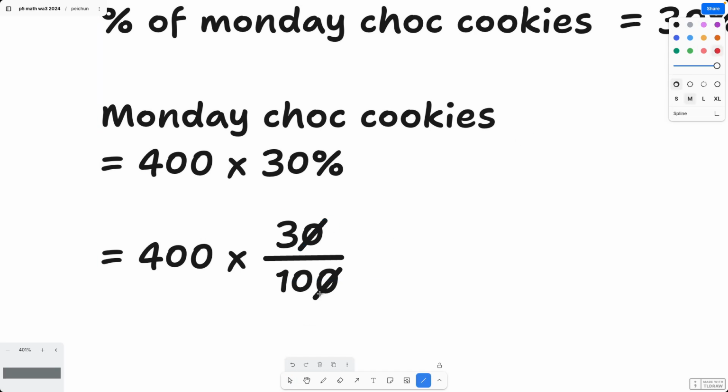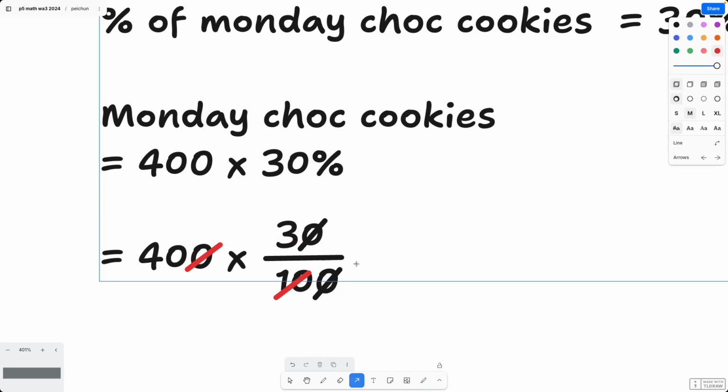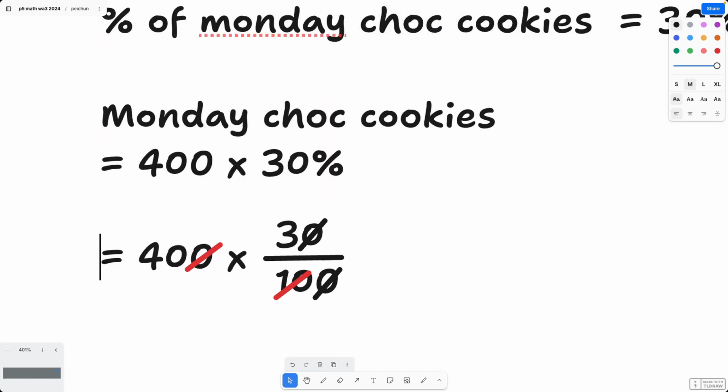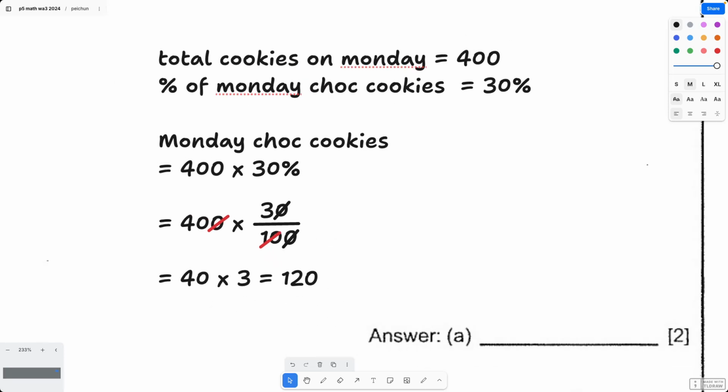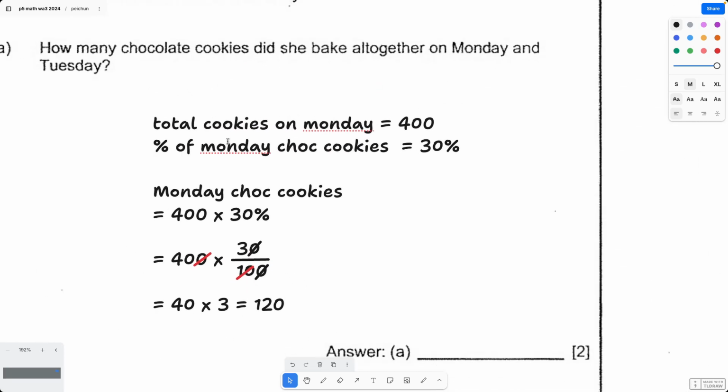Let's put in red, another 0, 10. And then we will also cancel the 0 over here. So essentially, we just want to have 40 times 3. Okay, so in this case, I'm just going to put it below, which is basically equal to 40 times 3, which is 120 cookies, right? So this is Monday only.